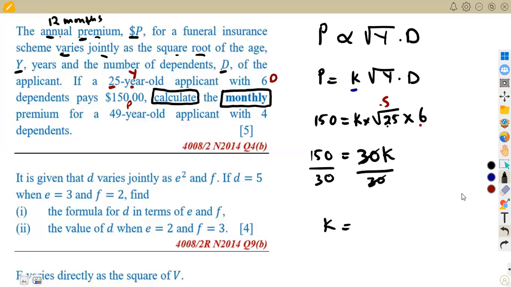So the value of K is going to give us what? A 5. So we obtain a 5 in this case. With this value of K, we can substitute back into our equation so that we have a relationship between the premium, the years, and the number of dependents. So it means P is going to be 5 times the square root of Y times D. So let's consider our question now.